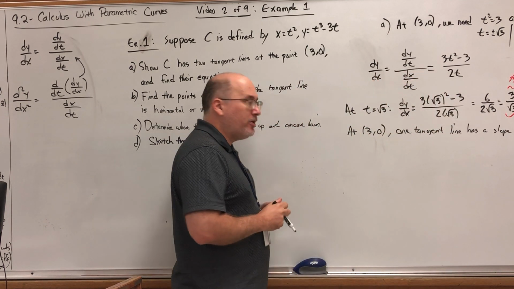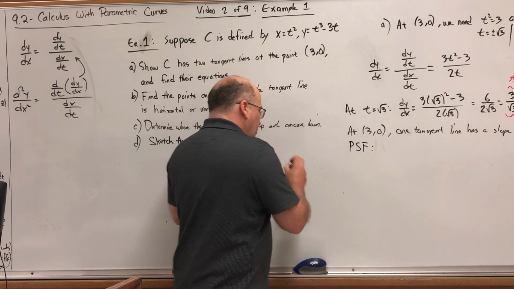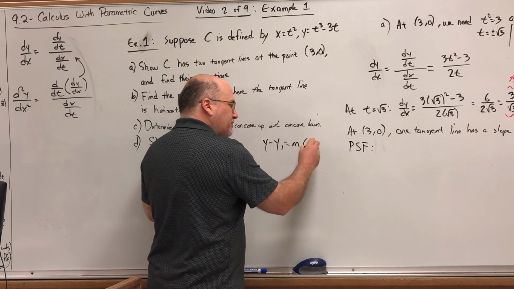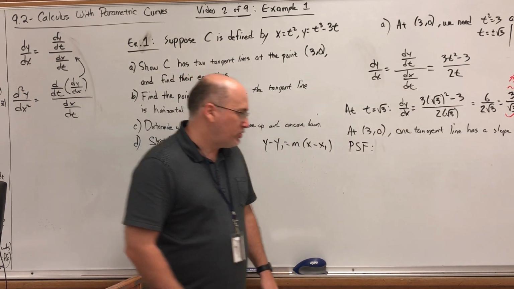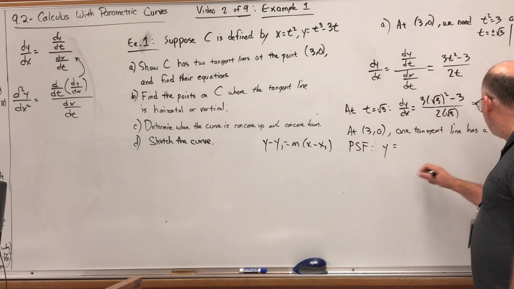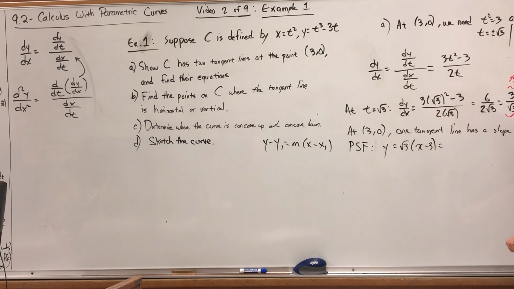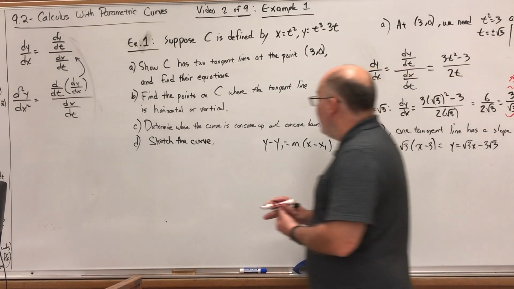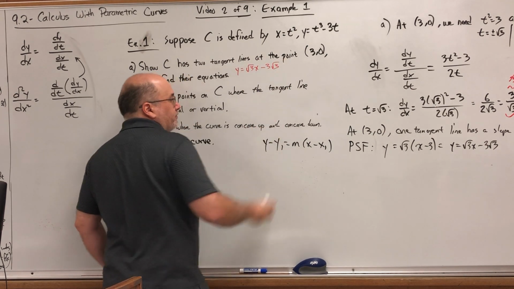This is enough information to build an equation. We can use point slope form, which I'll abbreviate PSF. Recall that point slope form is y minus y1 equals m times x minus x1. So we'll substitute x1 is 3, y1 is 0, m equals the square root of 3. y minus 0 equals the slope, square root of 3, times x minus 3. If we distribute that, we get y equals the square root of 3 times x minus 3 times the square root of 3. So we have one equation of a tangent line at that point: y equals the square root of 3 times x minus 3 times the square root of 3.